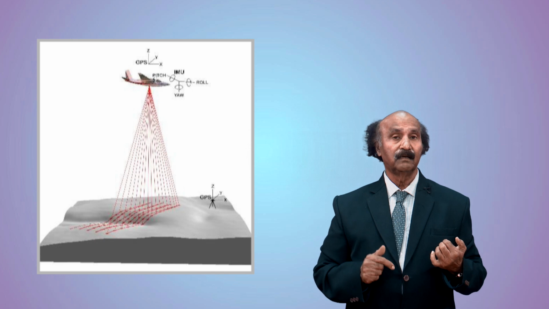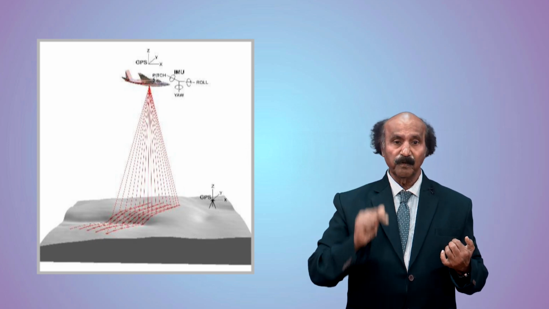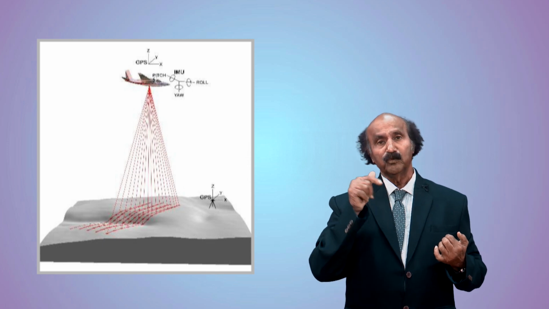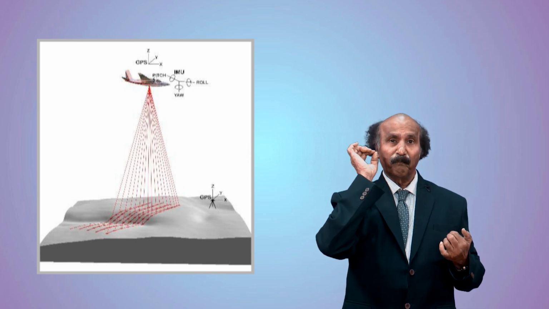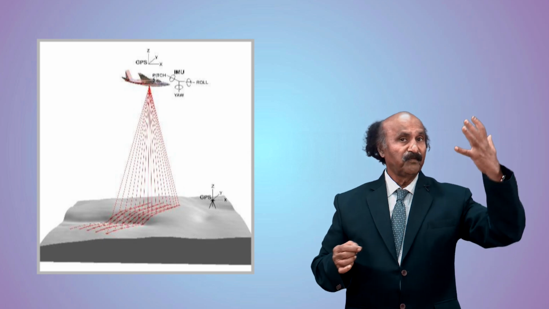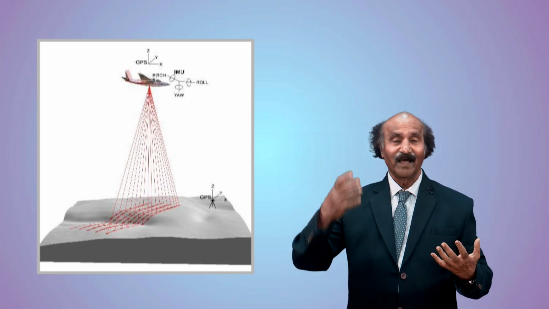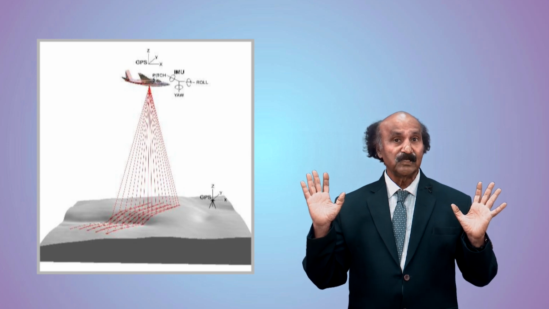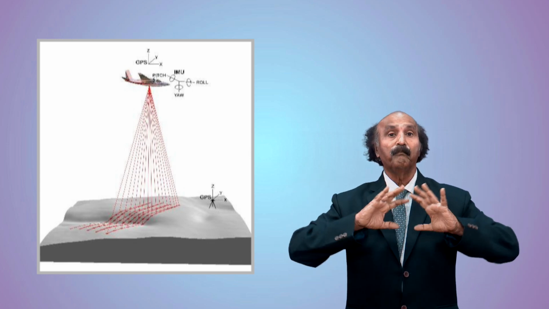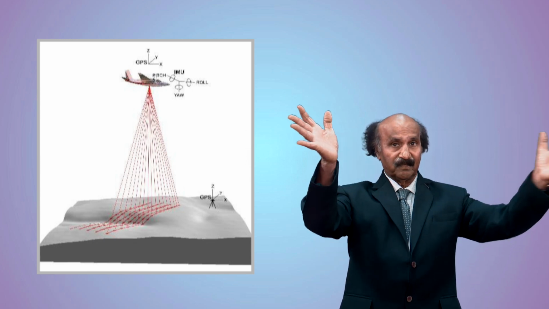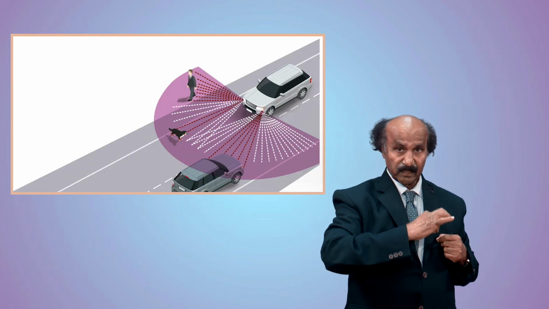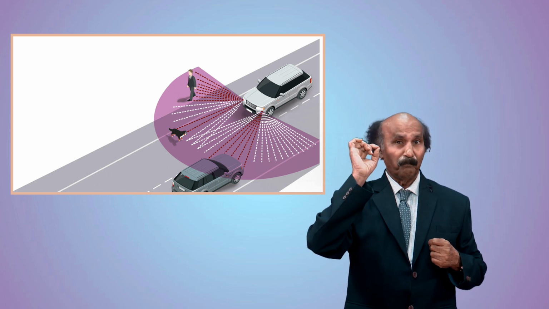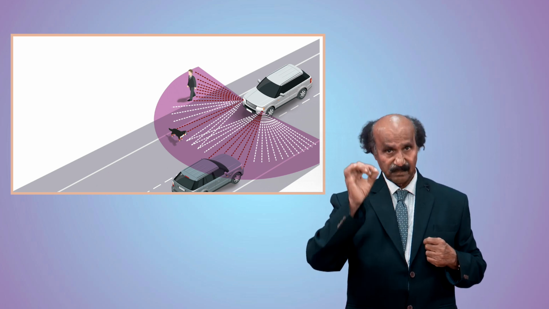LIDAR, on the other hand, employs the same principle, but instead of radio wave, it uses a laser. If you use a laser, you can detect one point. The difference between radar, radio wave, and laser is that radio wave is not very directional. It will go as a wide beam like this one, whereas a laser will go in a straight line. So to capture only one particular object, LIDAR is the best.